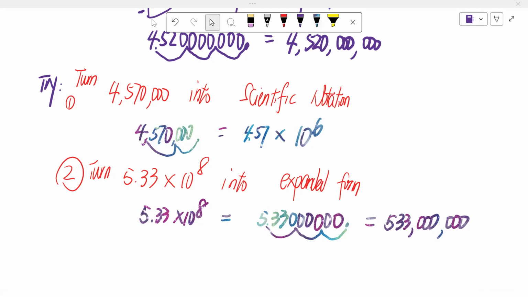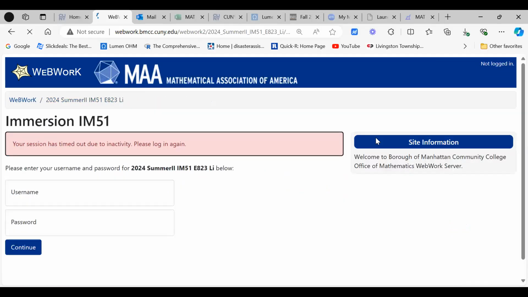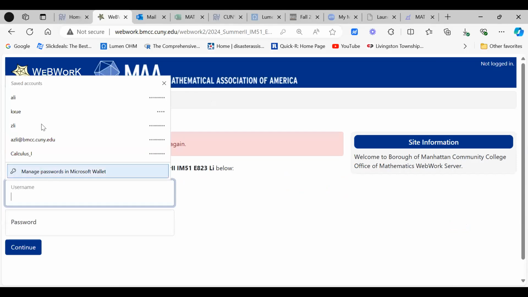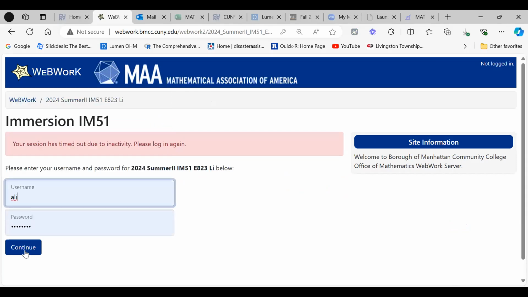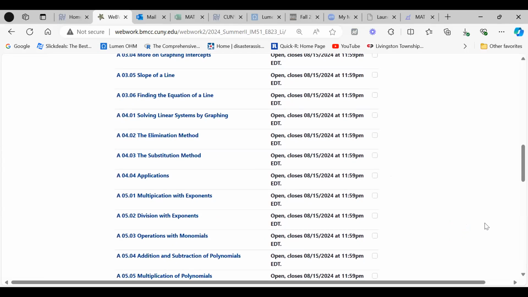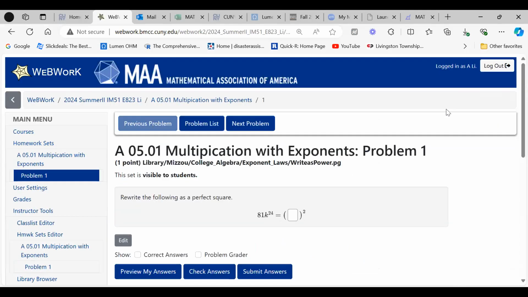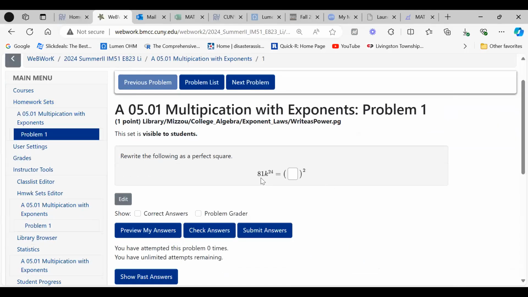Now let's go back to the formal system and try some of the questions here. Go back to section 5.1, multiplication with the exponent. Let's try question number 1. You guys try it. 81k to the 24, and you want to turn it into a perfect square. See if you can figure this out.